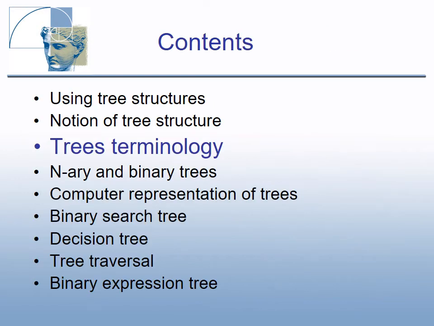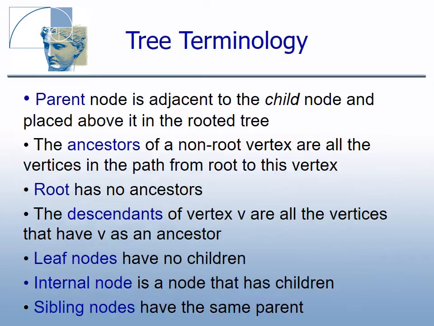Let's consider tree terminology. Now several useful definitions for the tree terminology. We have just seen examples of all of these terms. A parent node is adjacent to the child node and lies above it in the rooted tree. The ancestors of a non-root vertex are all the vertices in the path from the root to this vertex. The root has no ancestors. The descendants of vertex v are all the vertices that have v as an ancestor.